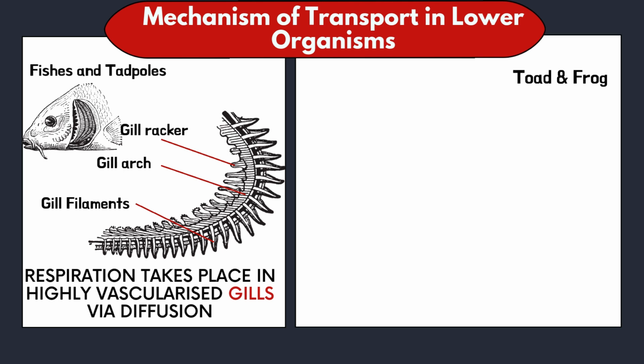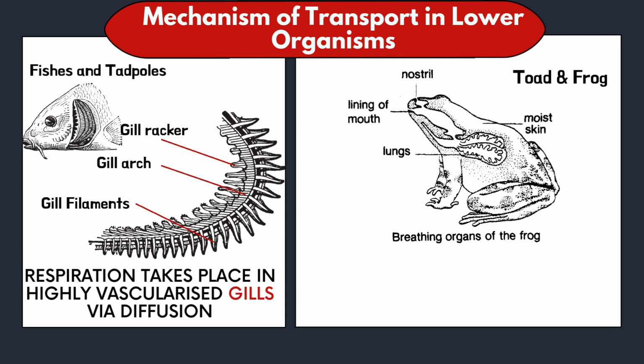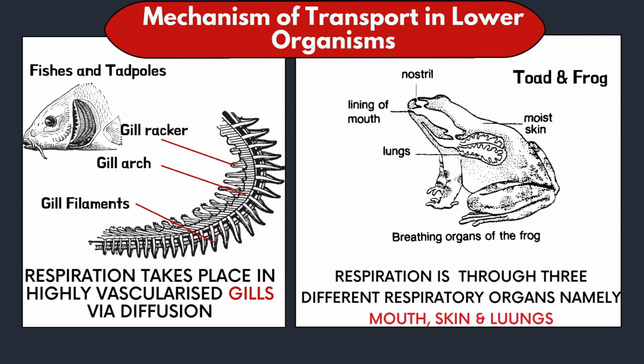Mechanism of respiration in adult toad. The adult toad uses three different respiratory organs or systems for gaseous exchange. The organs are the mouth, the skin, and the lungs.